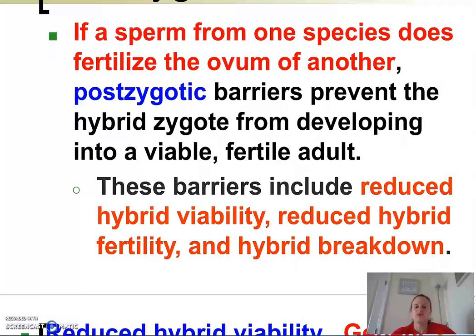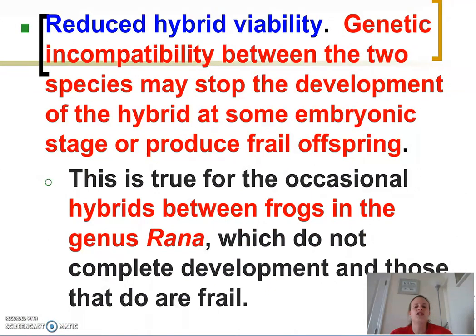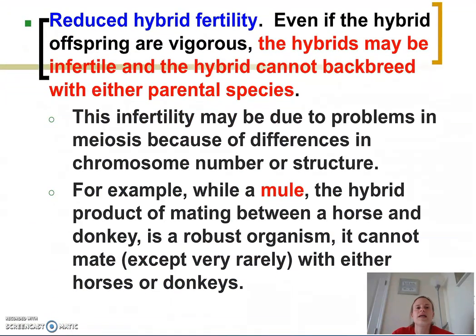And those barriers include reduced hybrid viability, reduced hybrid fertility, and hybrid breakdown. So reduced hybrid viability means that the genetic incompatibility between the two species can stop the development of the hybrid at some point within the embryonic stage, or the offspring that are produced are so frail that they don't normally survive.